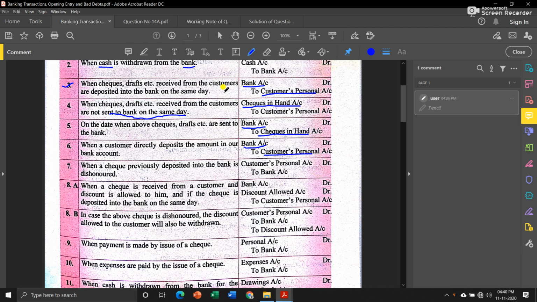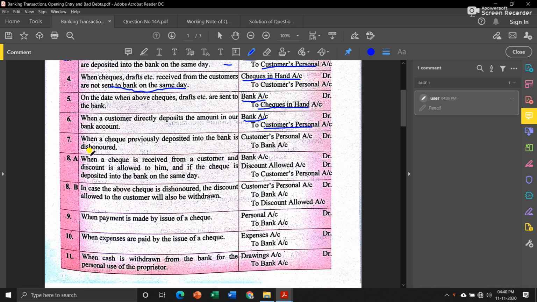Okay, now let's take the example that the check that we received in point number 3 got dishonored. So in dishonoring, what we will do is reverse this transaction. Earlier the bank account was debited, now we will credit the bank account, and earlier the customer's personal account was credited, now we will debit the customer's personal account. That means the journal entry will get reversed. You will understand better while solving a question.